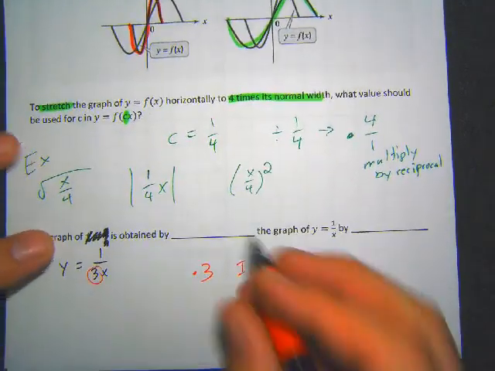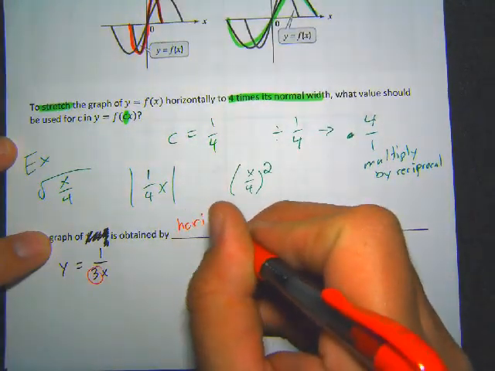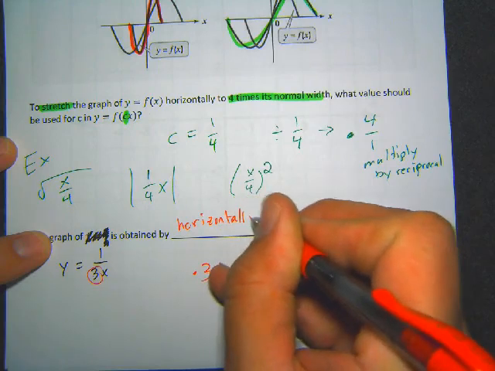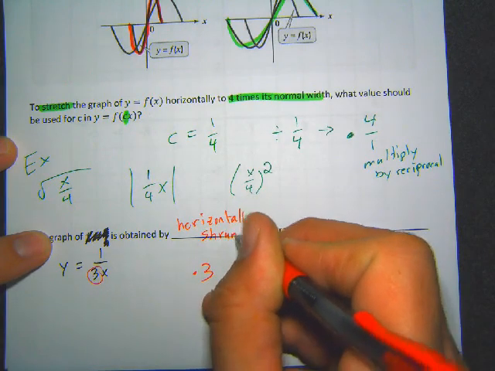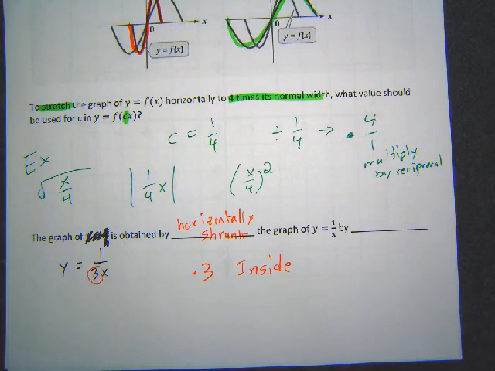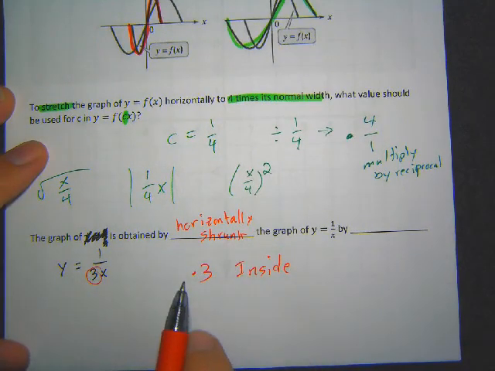So this one is actually going to be horizontally shrunk. Sorry, there's a bug on my glasses. That was not fun. Okay, that's horizontally shrunk because we multiplied by 3.